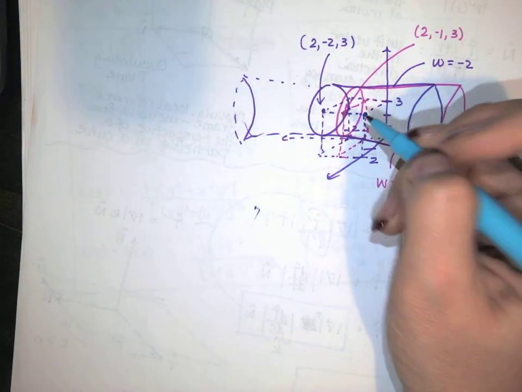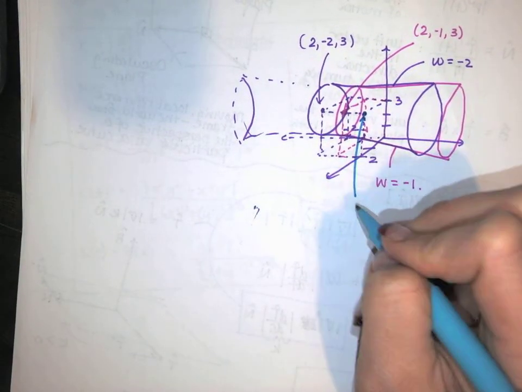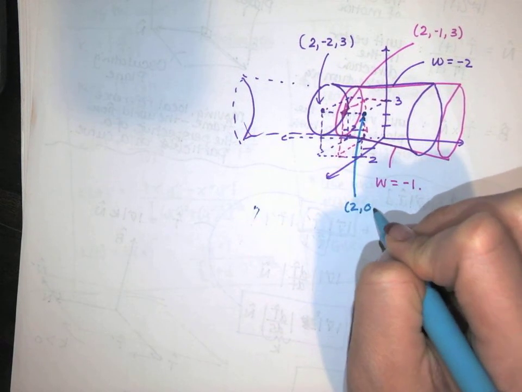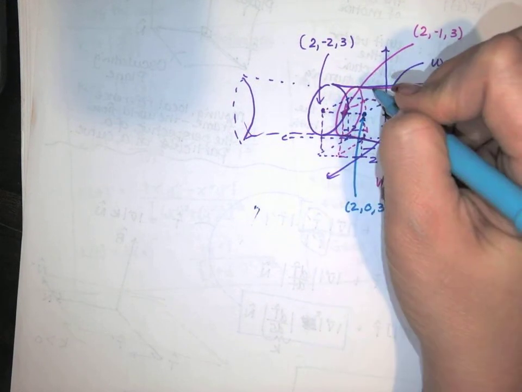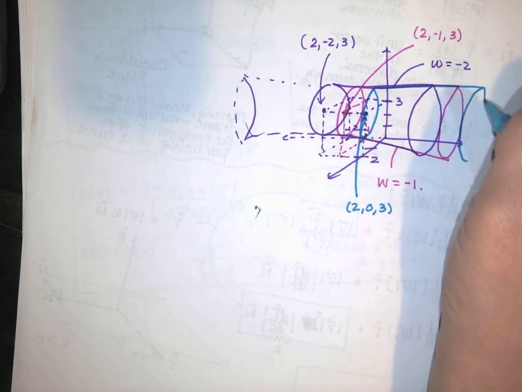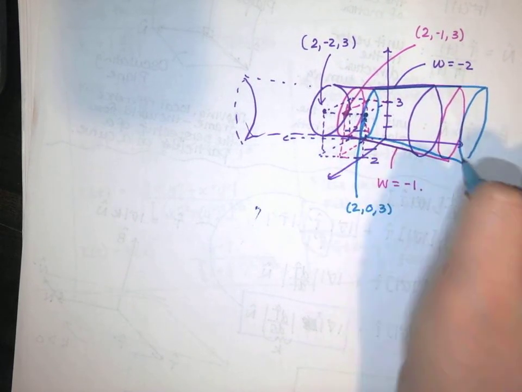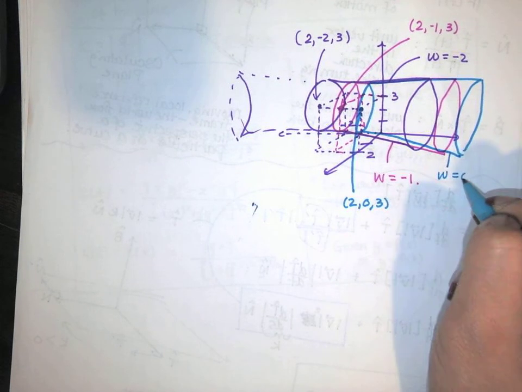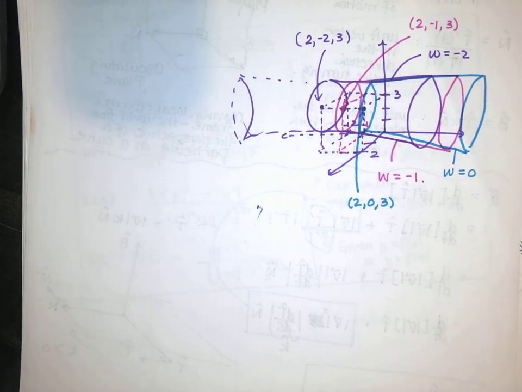It passes through this point. That is 2, 0, 3. Otherwise it has exactly the same shape as the others. It's just moved down a little bit. Let's just do one more to be sure.